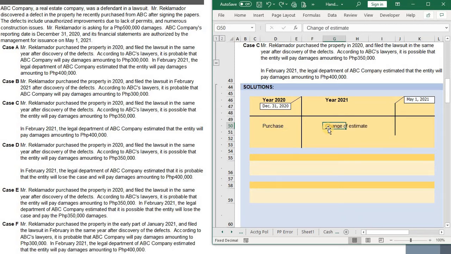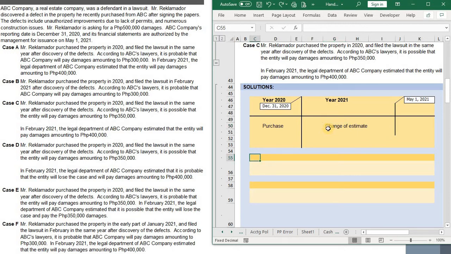So we have an initial estimate of 350,000 pesos in 2020 and it has been revised in February 2021. So again, is the revision of the estimate considered as an adjusting event or a non-adjusting event? This is considered as an adjusting event because the 400,000 is related to the purchase made in 2020. So which means we're going to prepare an adjusting journal entry so that the initial estimate made in 2020 will be updated. But first, let us prepare the initial entry made in 2020.